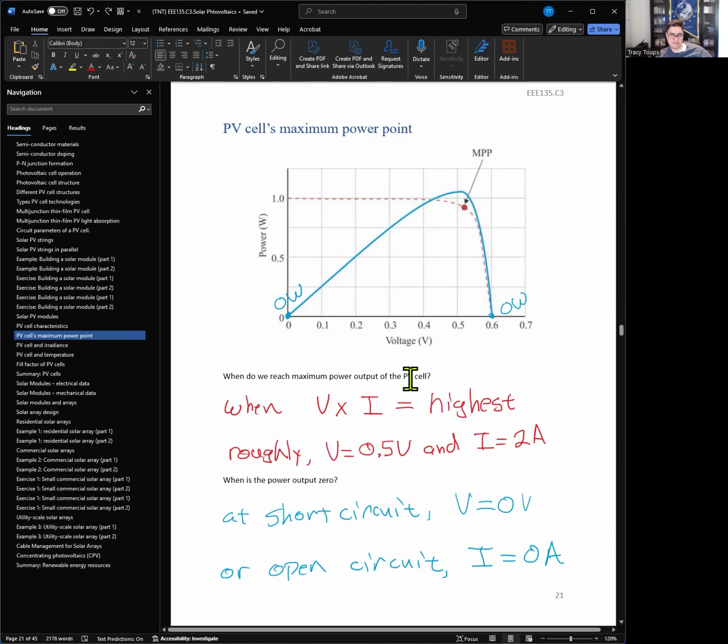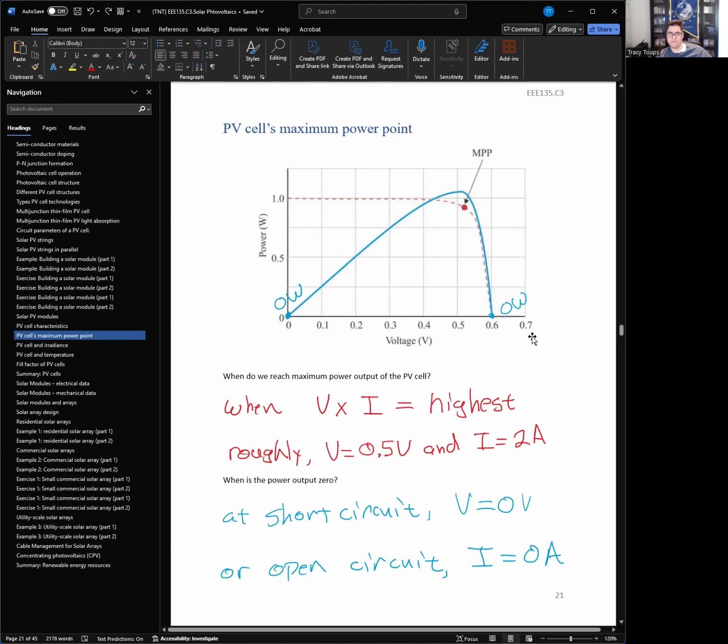So how do we reach a maximum power point in a PV cell? When volts times current is the highest. Very roughly, again, we always say it's 0.5 volts and 2 amps, right? Each individual PV cell manufacturer might have small variations based on their design and manufacturing process, but we can usually say, let's just round it off to half a volt and 2 amps, okay? When is the power output zero? Again, at short circuit current where the voltage is zero, so P equals V times I is zero, or open circuit where no current is flowing, so you're not doing anything to the system, right?